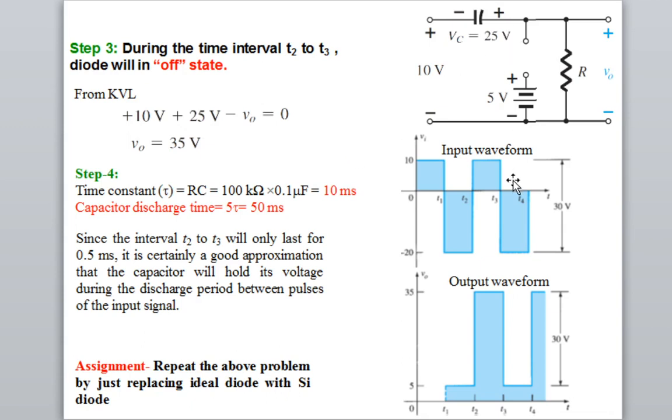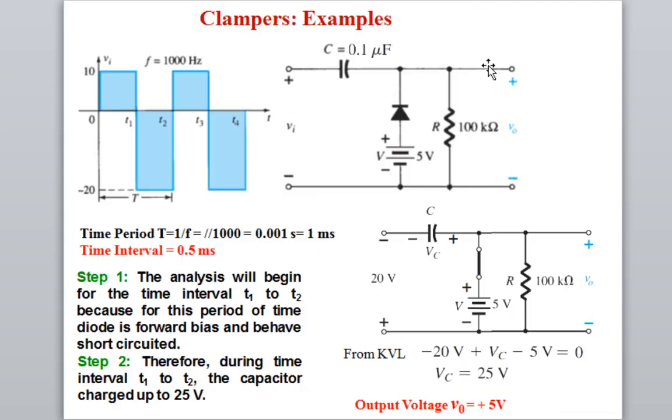So that means if you draw the output characteristics, then as I discussed earlier, for the 0 to T1 time interval, 0 output voltage was there.